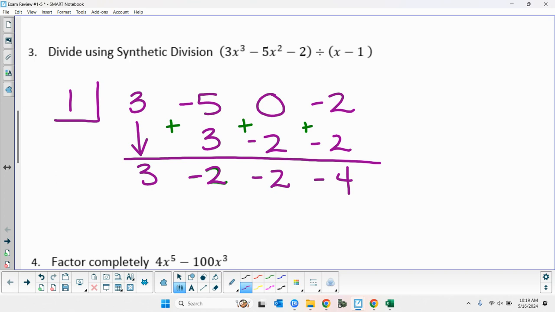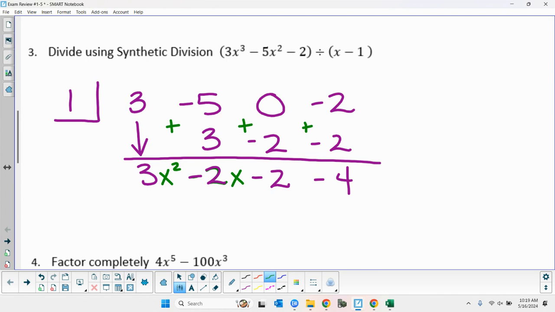So remember, we subtract by 1. What do we subtract by 1? The exponent. Yeah, the exponent. Always. So we started out with x cubed, so our answer's first term is x squared. Okay? So this is x squared minus 2x minus 2.